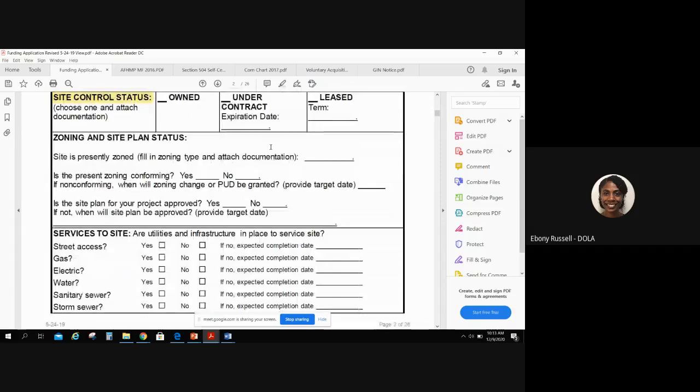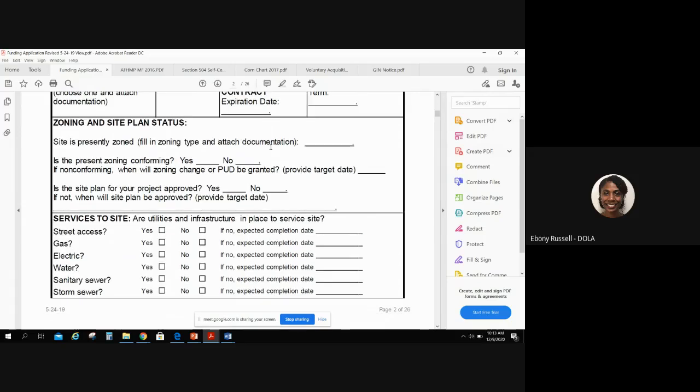Your site control status. This will help us to determine whether you're eligible, if you have the proper documentation for site control in time. And it affects things like the Uniform Relocation Act and your environmental review. And we'll go over the documentation necessary for those in detail a bit later.